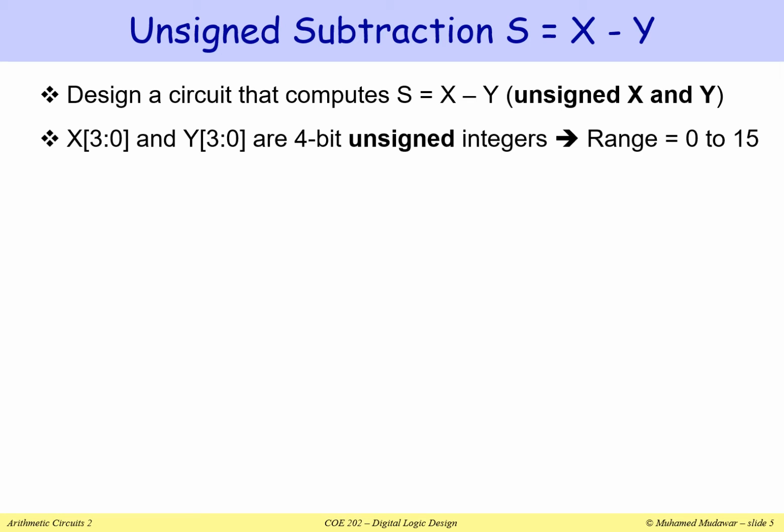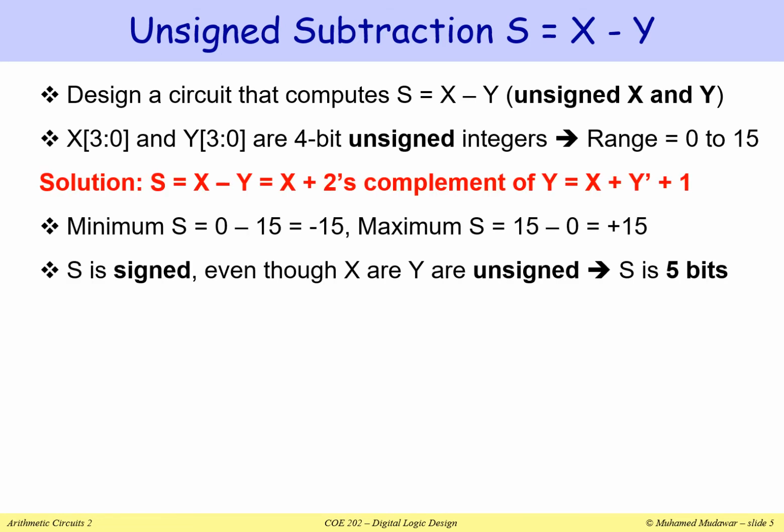We can always convert subtraction into addition to the 2's complement. So we can say that x minus y is x plus the 2's complement of y, and the 2's complement of y is y prime plus 1. So I'm doing here addition to the 2's complement. So I have converted this subtraction minus y into plus the 2's complement of y. And the 2's complement of y is the 1's complement of y plus 1, which is y prime plus 1.